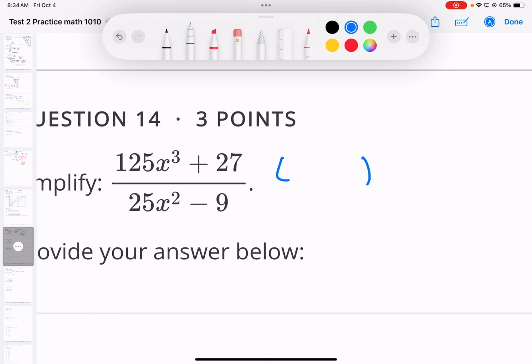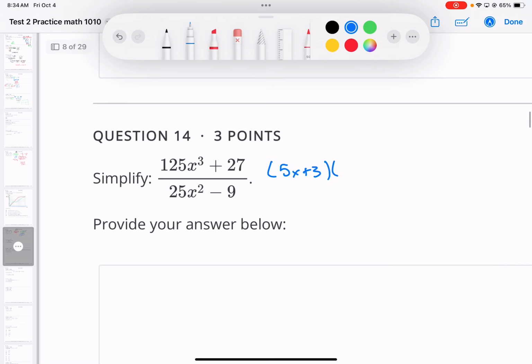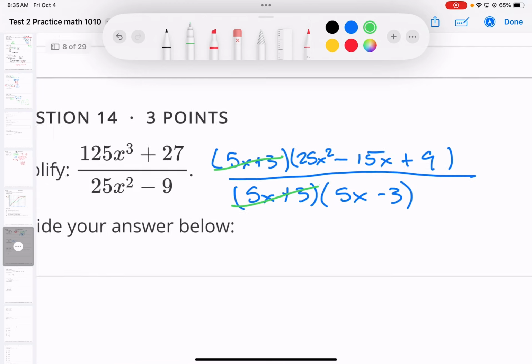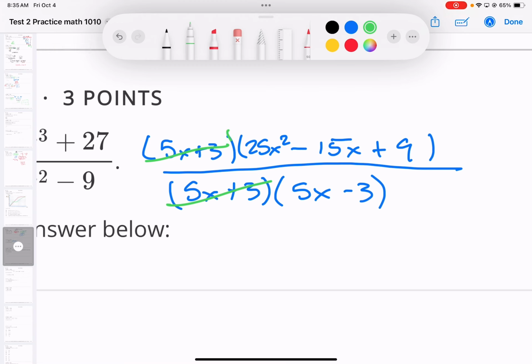Okay, so we've got the cube root of 125 is 5, so we got 5x plus 3. And then it's going to be a minus, then a plus. Oh, didn't give myself enough room. And then, so that's going to be 25x squared. I'm going to multiply them together, so it's going to give me 15x. And then that's a 9 because it's the other one. And then here I've got 5x plus 3, 5x minus 3. And then those are going to go away. And this is our answer here.